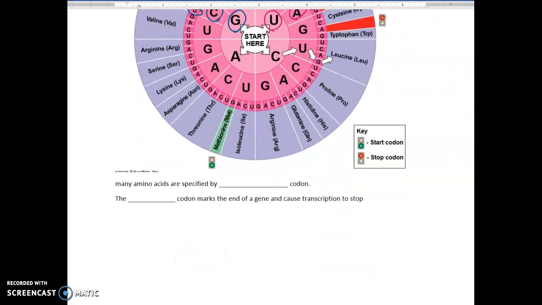So many amino acids are specified by more than one codon. And the stop codon marks the end of the gene and causes transcription to stop.